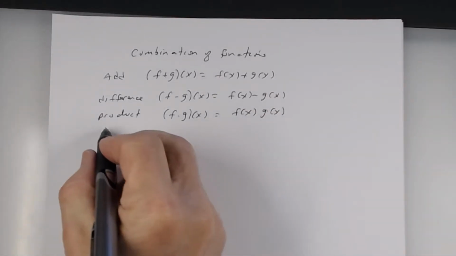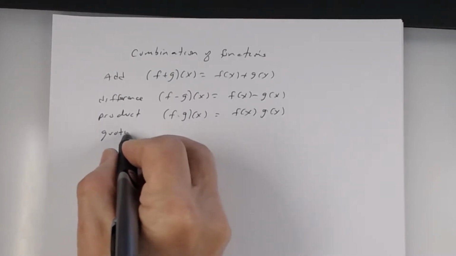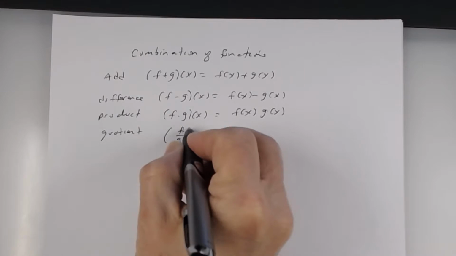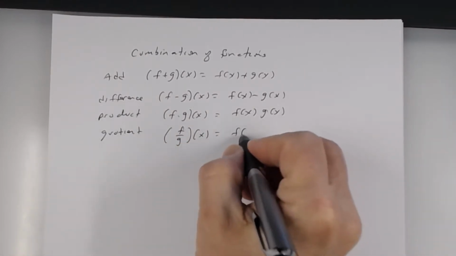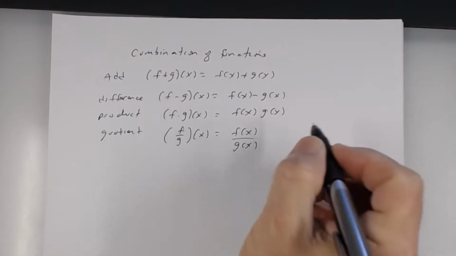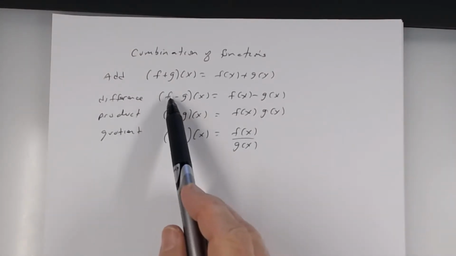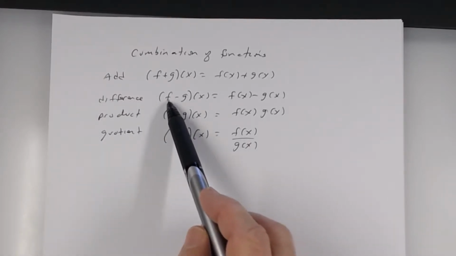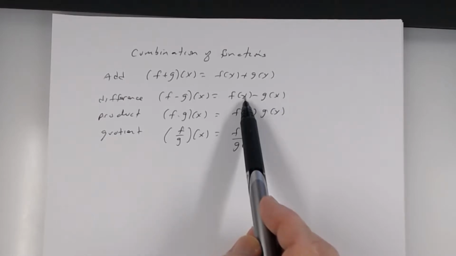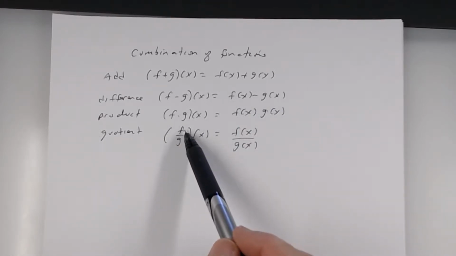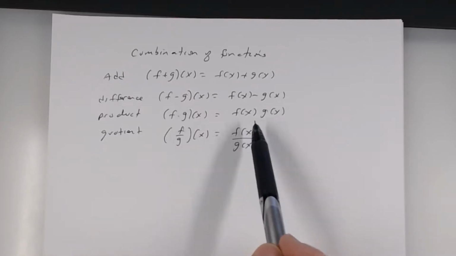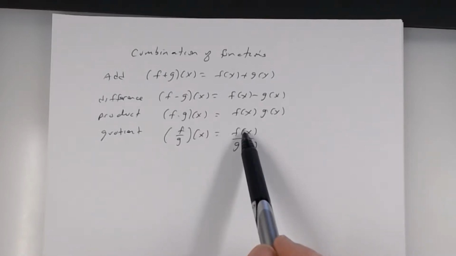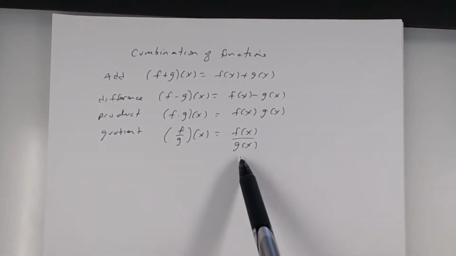And then the quotient, where you had F divided by G at X, then that would be F of X divided by G of X. So now remember, the difference and the quotient are not commutative, so the order matters. So if F is listed first, then F of X has to be listed first here. The same thing for quotient. If your function F is in the numerator, then you have to put it in your numerator here. So if this is G divided by F, then you would have what function over here? G of X divided by F of X.